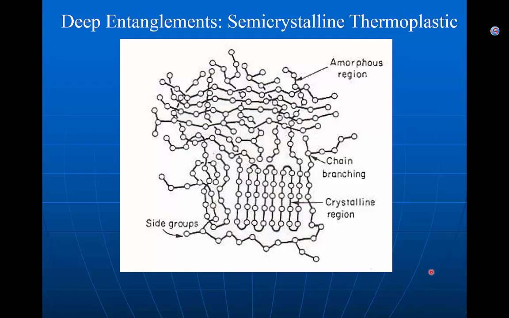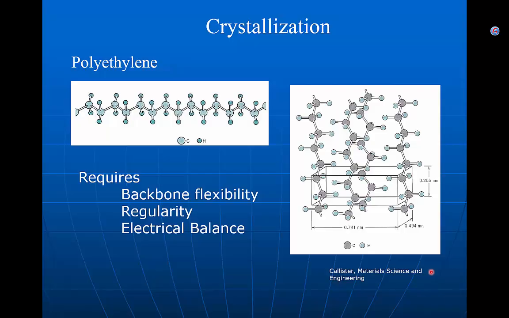However, we can form kind of super entanglements. Molecules can organize themselves into close packed regions that are crystals. And so the champion of crystallization is polyethylene, of the common polymers anyway. It's perfect because it has a very flexible backbone, it's very, very regular, and it's completely electrically neutral. The electronegativities of carbon and hydrogen are almost identical, but not quite, so I have essentially no polarity in the molecule. And so they can be stacked like this. We have a rhombohedral crystal structure here, with characteristic dimensions. If you shoot X-rays at this, they diffract just like a metal crystal or ceramic crystal does.